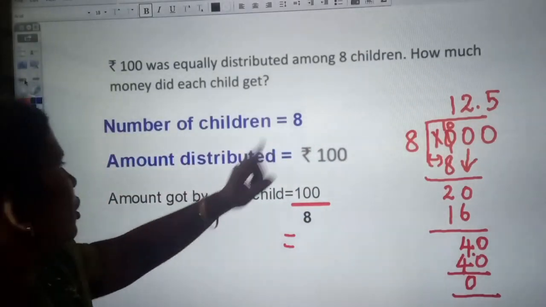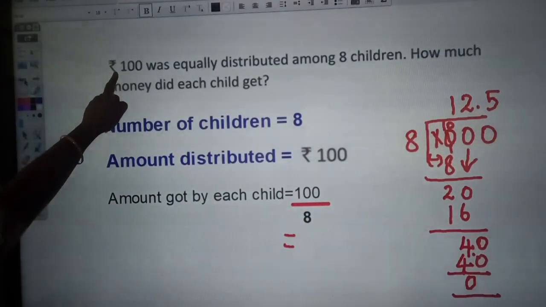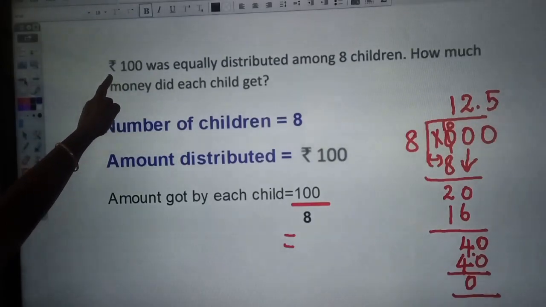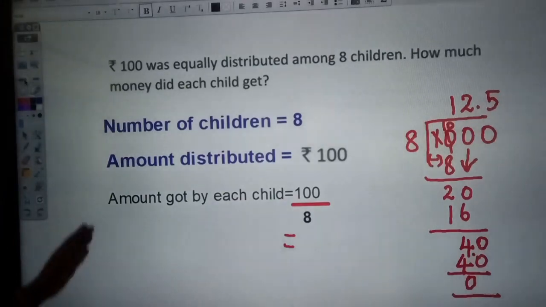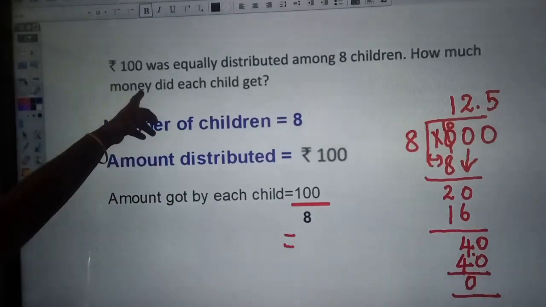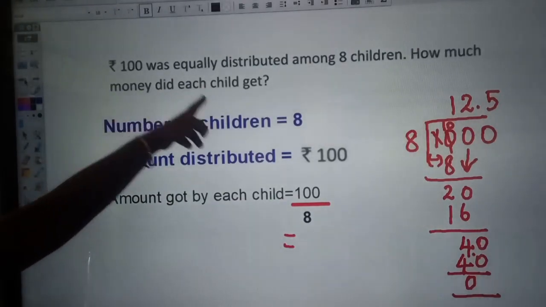Hence I have written number of children equal to 8. How much rupees is distributed? Rupees 100 is distributed. Hence amount distributed is equal to rupees 100. Amount got by each child, that is the question asking how much money did each child get?